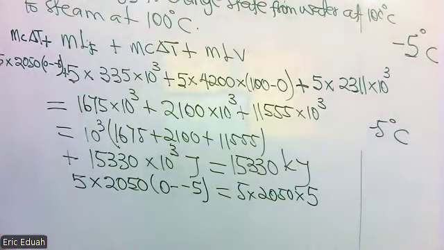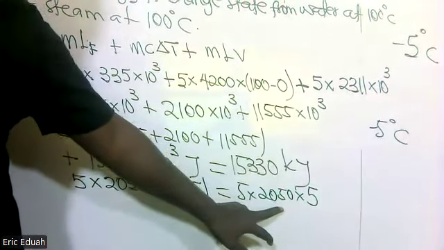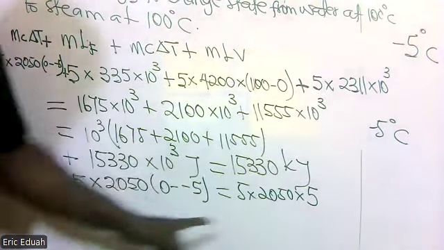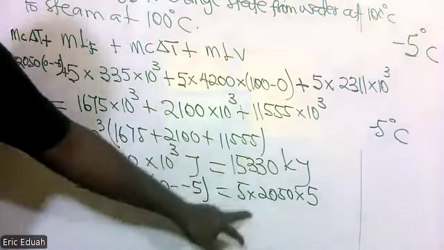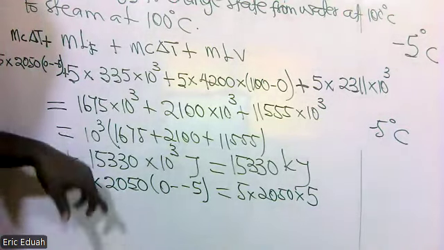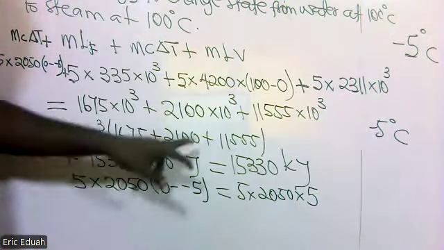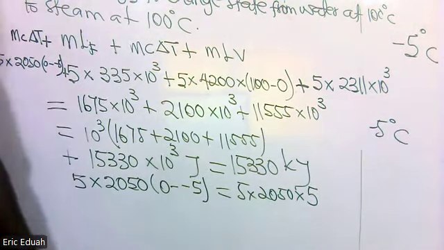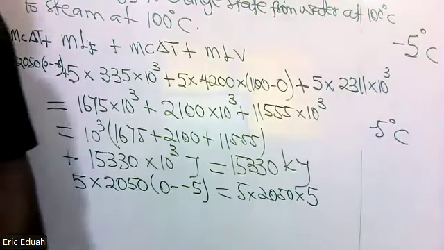Please, some of these constants in exams will be given. These constants such as specific heat capacity of water, latent heat, and so on will be given. It's unfortunate I did not give you, but that is the only addition or difference it will make. It is this which will add to whatever we've already had in order to change from -5 to 100 degrees Celsius steam. Please, any question?